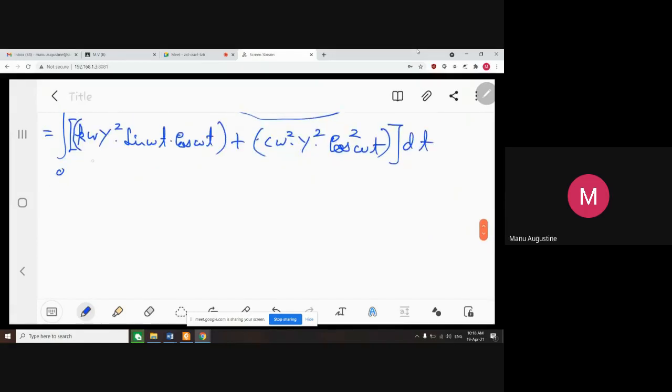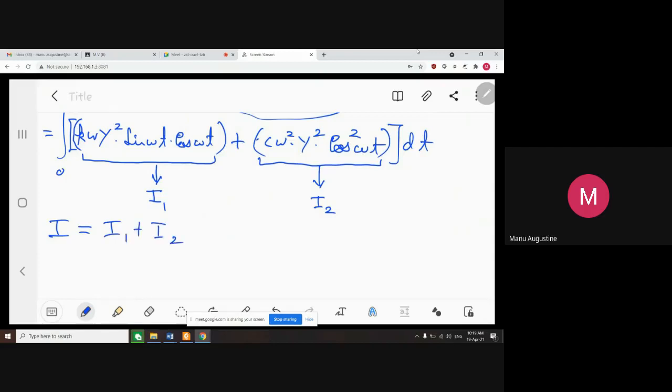Now, since we have two terms here, we will treat these two terms for integration differently. So let me say this is the first integral I1 and this is the second integral I2. So the overall integral which represents the energy in viscous damping is I equal to I1 plus I2. So let us treat I1 first.